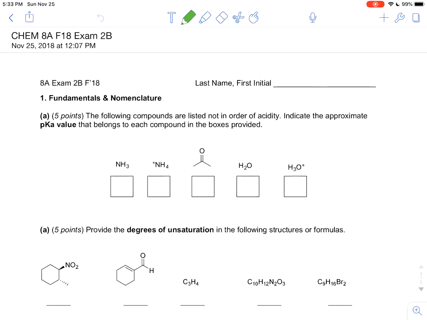This is page 1. It's a little bit different from page 1 of version A. So we'll go through this set of approximate pKa values. These are memorization. Ammonia being the most basic on this page is a pKa of 35, so not very acidic. This has a pKa of 10 for ammonium. Acetone has an alpha hydrogen right there that's relatively acidic, has a pKa of 19. Water is 16, and hydronium is 0.